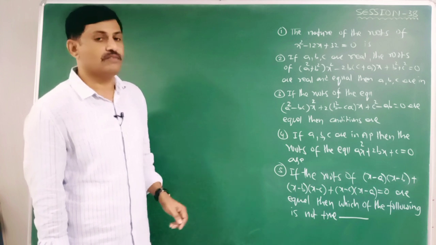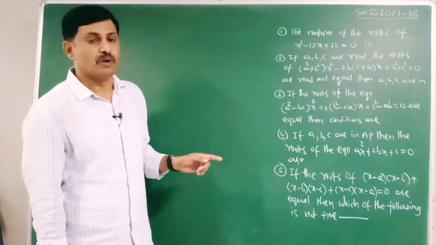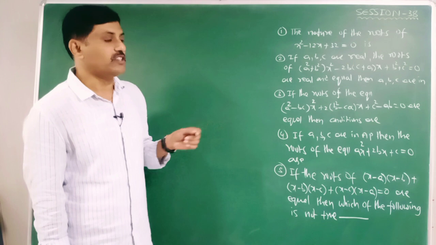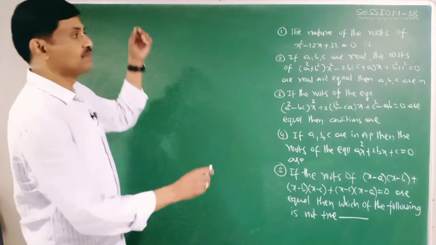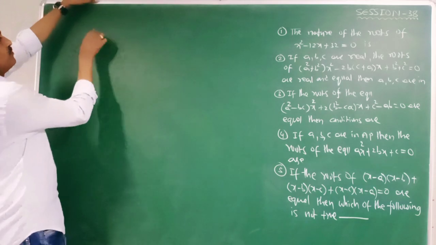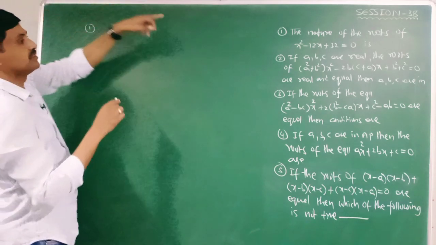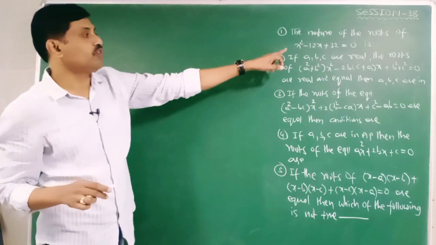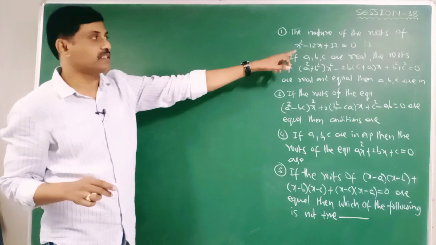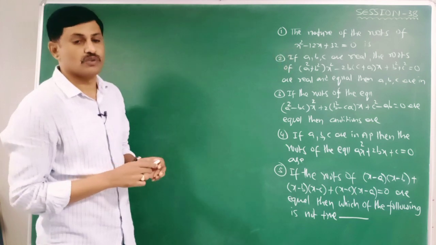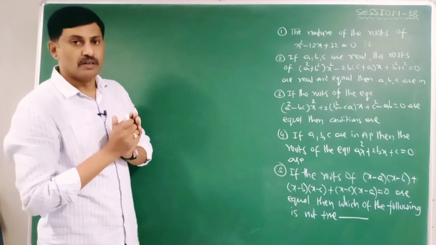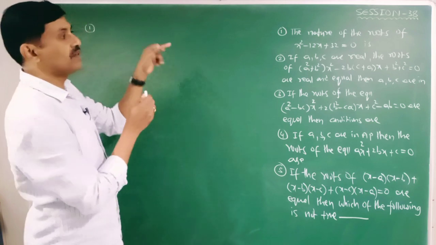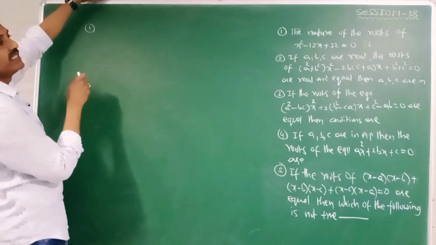In this session we are going to solve problems related to nature of the roots and common roots. Now, first question. The nature of the roots of x square minus 12x plus 32 is equal to 0. You know very well, the nature of the roots always depends upon the discriminant. Therefore, we have to find the discriminant.